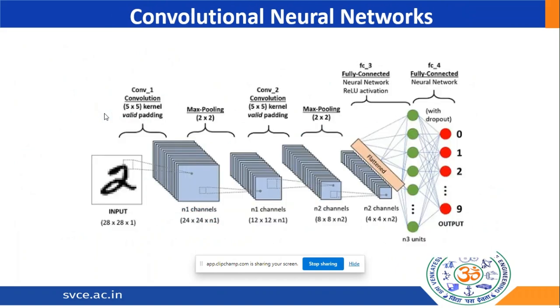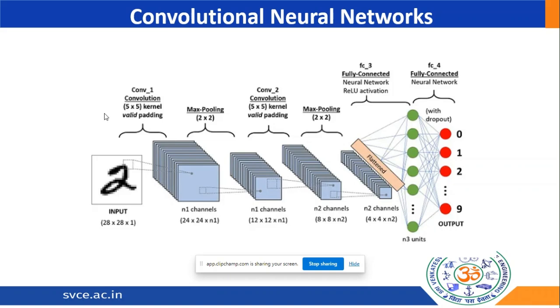A convolutional neural network is a deep learning algorithm that can take in an input, assign importance, that is, learnable weights and biases, to various aspects or objects in the image and be able to differentiate one from the other. The pre-processing required in a convolutional neural network is much lower as compared to other classification algorithms. While in primitive methods, filters are hand engineered without enough training, convolutional neural networks have the ability to learn these filters or characteristics.